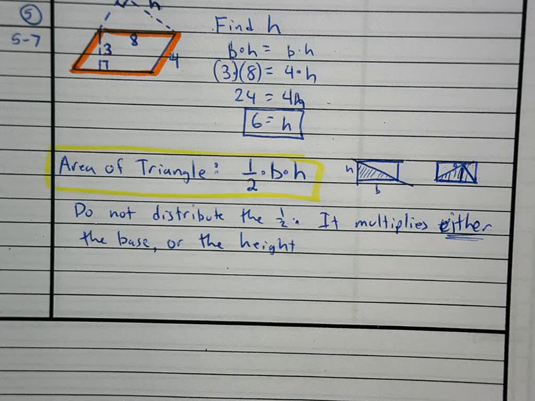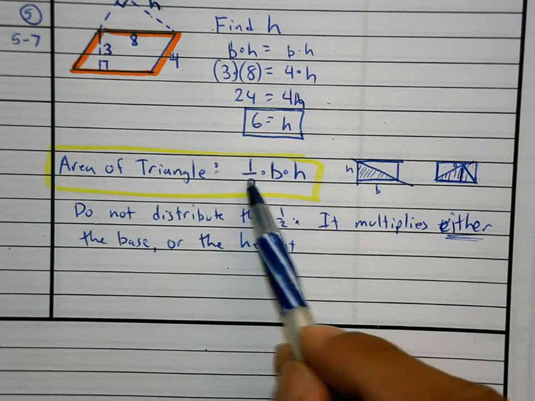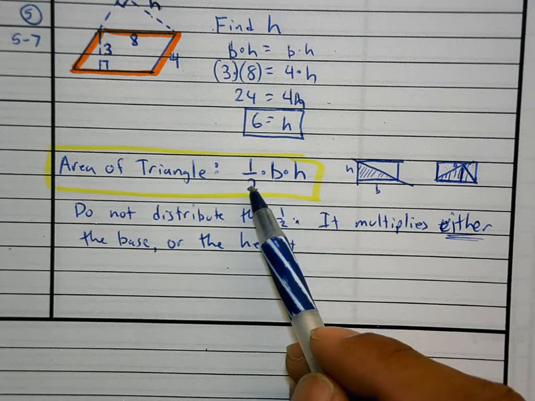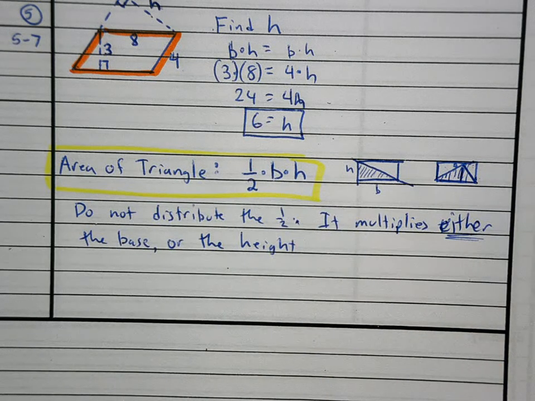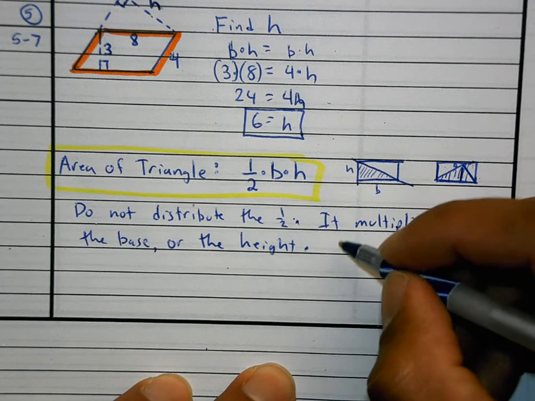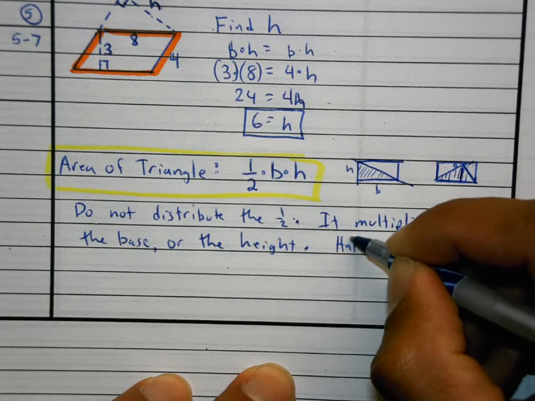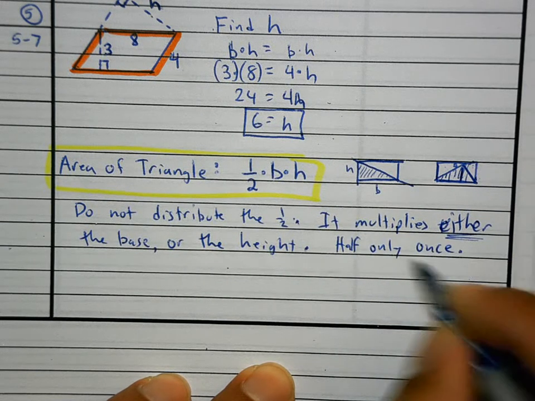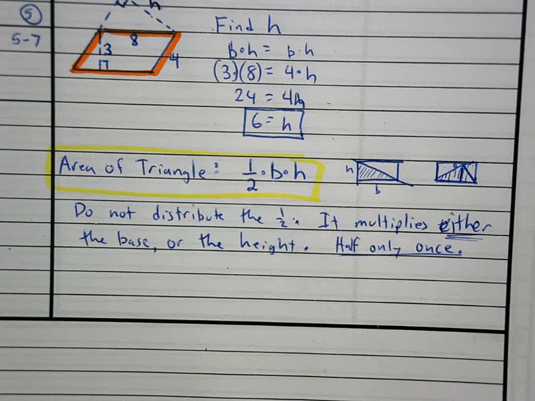It's all multiply. So you either do half of the B or you do half of the H, but you don't do half of B and half of H. Unless you do B times H and then take half of that, that's okay. If you do it, or you only take it half once. That's the whole idea. Take half once. Half only once. Only once. One time. Okay? So that brings us to an example.